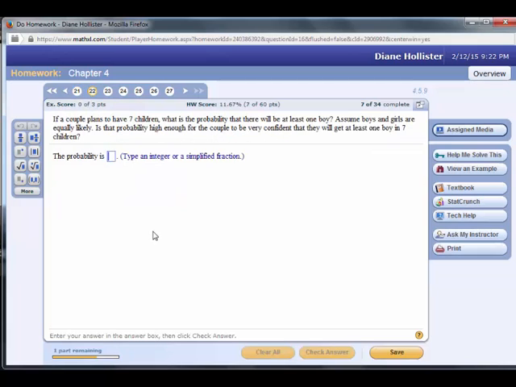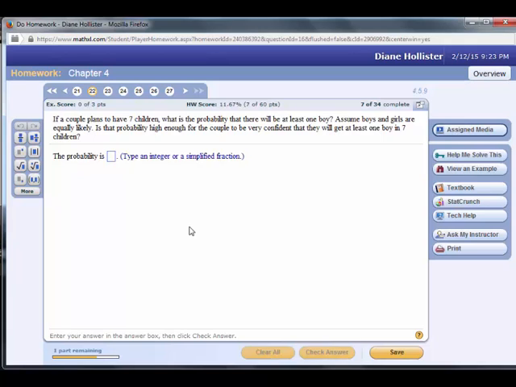If a couple plans to have 7 children, what's the probability that there would be at least 1 boy? Well, let's take a look at a couple having 2 children. There are 2 times 2, or 4 possible outcomes: boy, boy, boy, girl, girl, boy, girl, girl. For a couple having 3 children, as you saw in a prior problem, there are 8 possible outcomes: 2 times 2 times 2, or 8. So for a couple having 7 children, there are 2 times 2 times 2 times 2 times 2 times 2 times 2, or 2 to the 7th total possible outcomes.